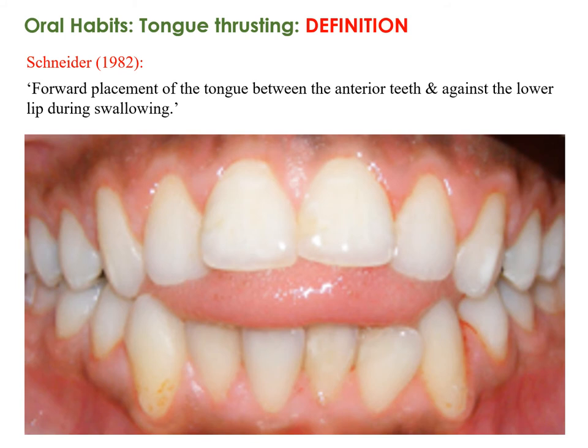So the next habit we'll be discussing is tongue thrusting. Schneider in 1982 defined this habit as a forward placement of the tongue between the anterior teeth and against the lower lip during swallowing.